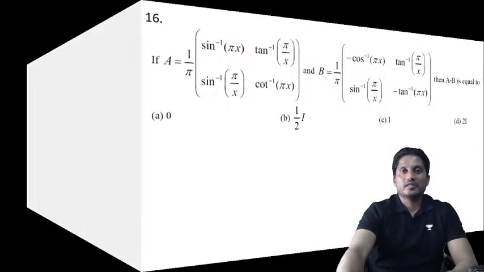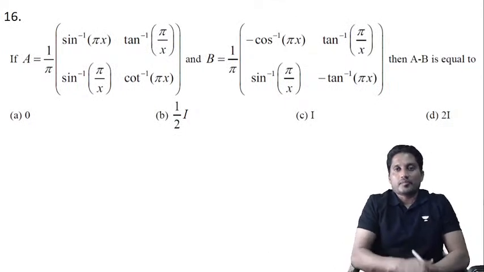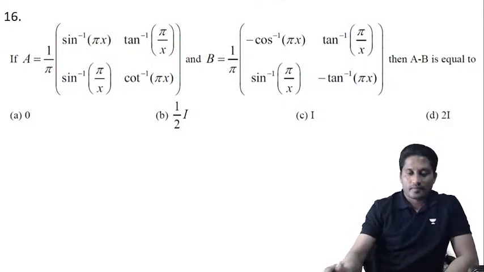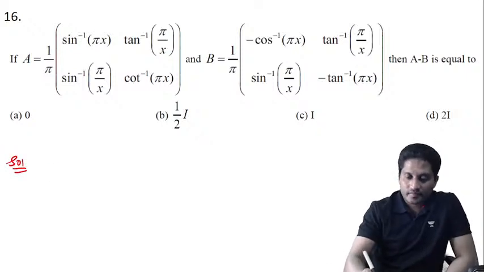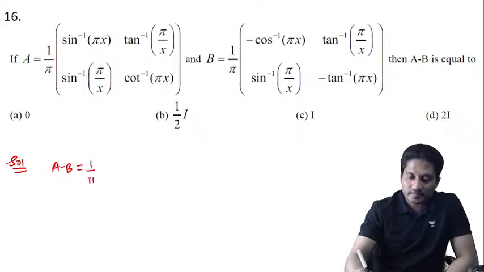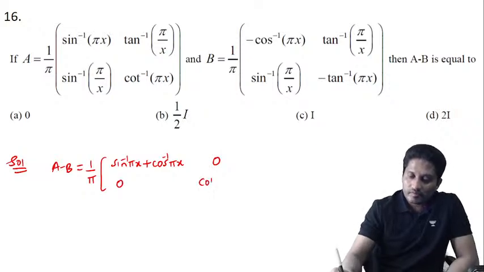Right, question number 16. I'm supposed to find out what is A minus B. It's a standard NCERT exemplar question which was asked in KCET. If I subtract A minus B, 1 by pi is a constant. The sine inverse of pi x, minus and minus is plus, this is cos inverse of pi x. Then this will be 0, this is also 0, and then cot inverse of pi x plus tan inverse of pi x.